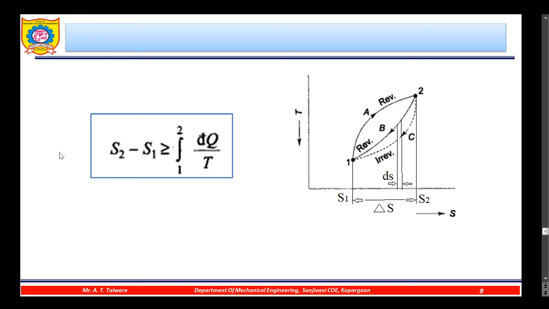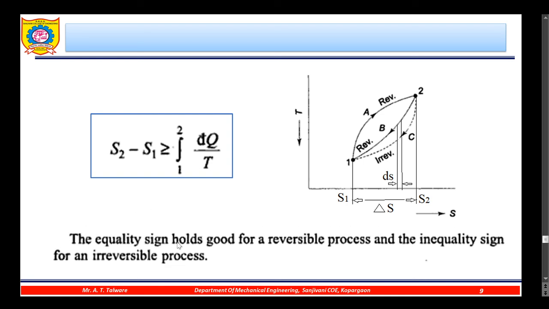So we can write this for the entire process from 1 to 2, that is s2 minus s1, the final entropy minus the initial entropy. s2 minus s1 is greater than or equal to the integration of delta q upon t. So we got this. The equality sign holds good for a reversible process.